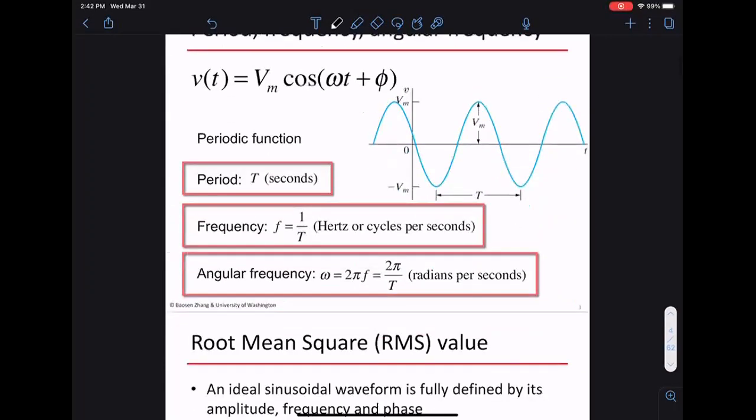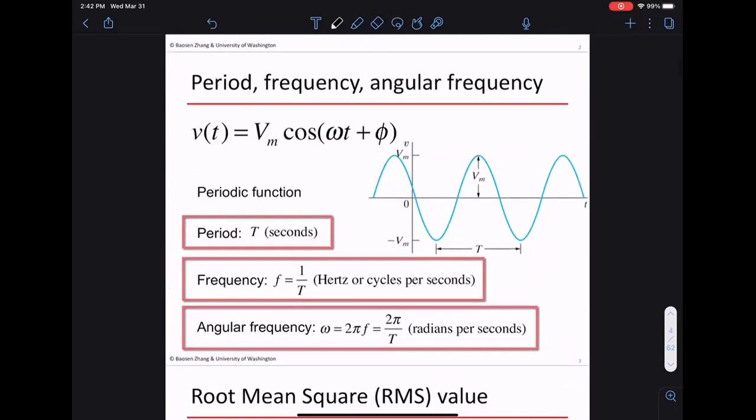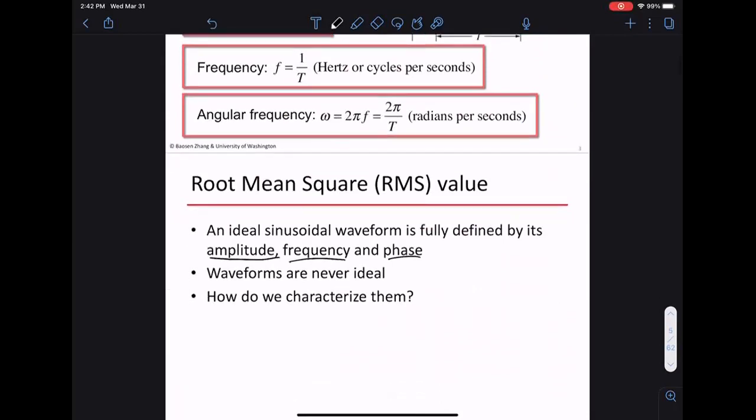In practice, most times the waveforms are never ideal. An ideal sinusoid is completely characterized by amplitude, frequency, and phase. These are the three numbers that give you the full information about the waveform. But in practice, our waveforms are just not all that ideal.